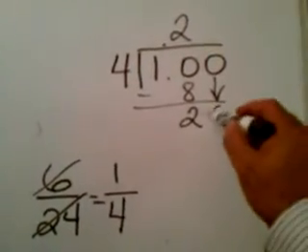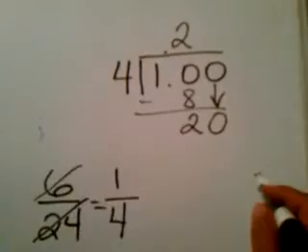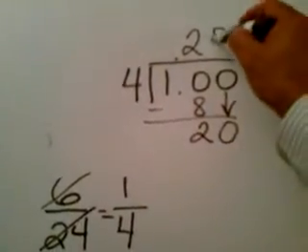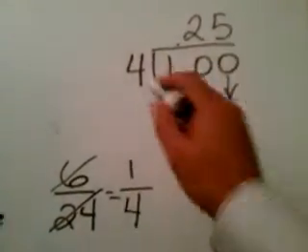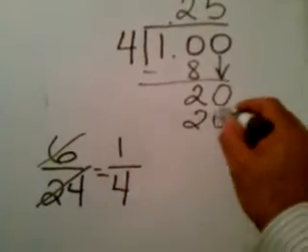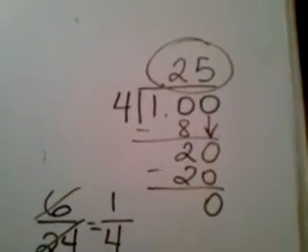Bring down the 0. How many times can 4 go into 20? 4 can go into 20 5 times. 5 times 4 is 20. 20 minus 20 is 0. And voila, there is my decimal, 0.25.